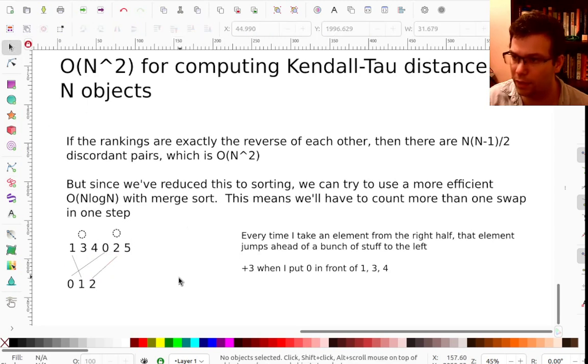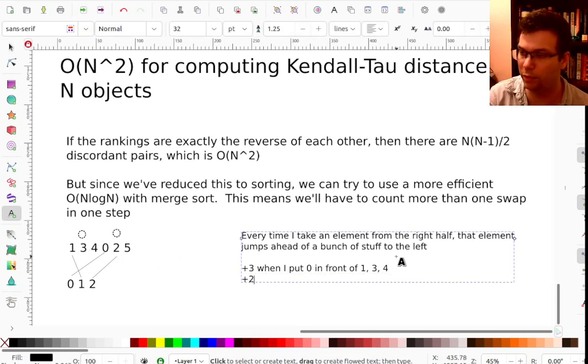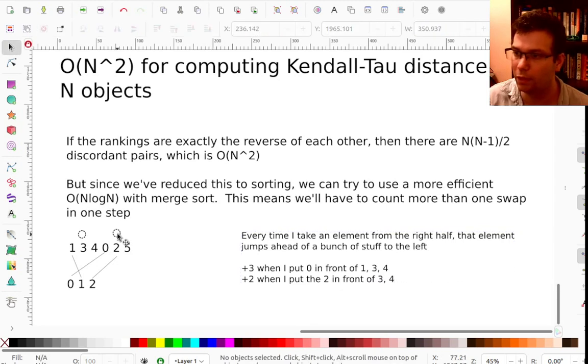What I notice is the 2 jumps in front of the 3 and the 4, right? The 3 and the 4 haven't come in yet. So I look at the elements that are still left on the left side, and there's 2 of them actually. So I would say I get a plus 2 when I put the 2 in front of the 3 and the 4. Okay, so I'll do that. I'll move this along here.